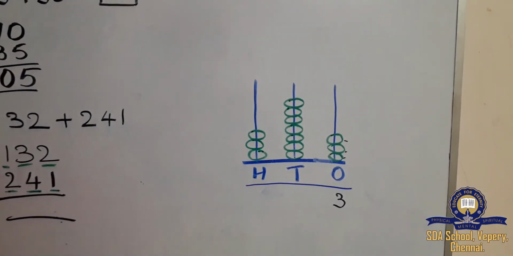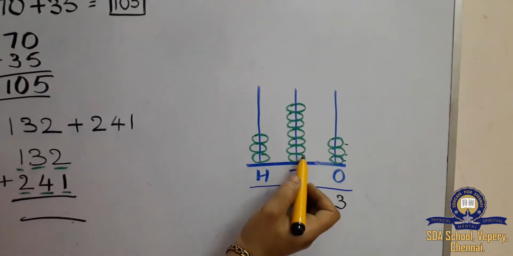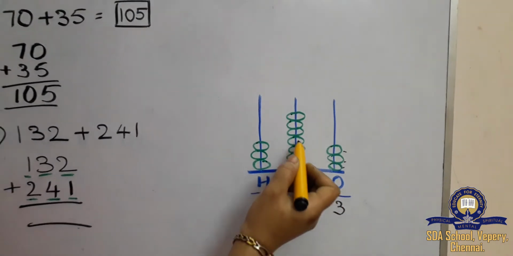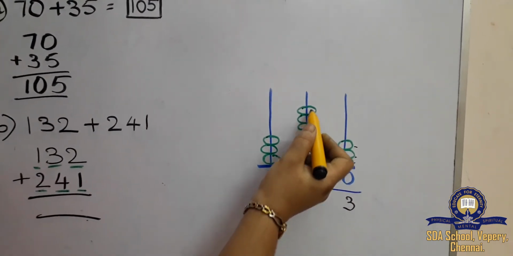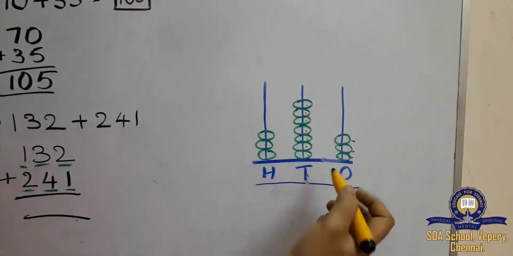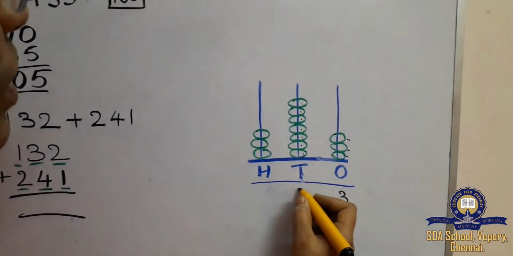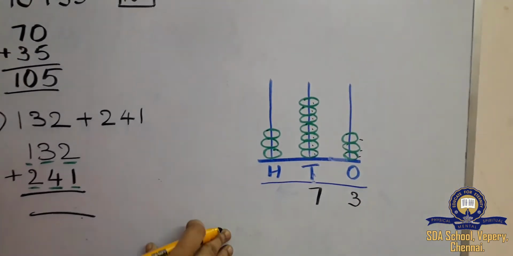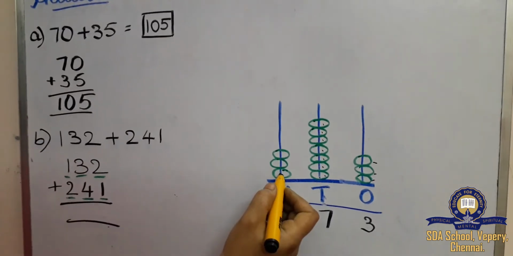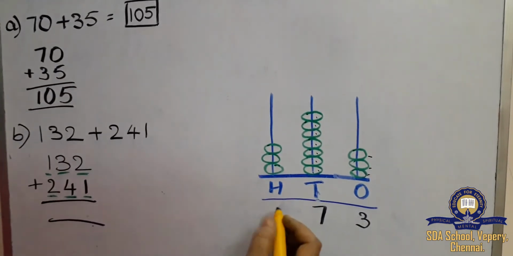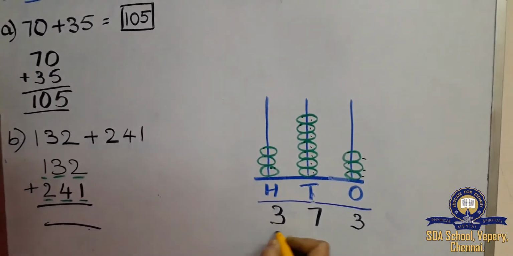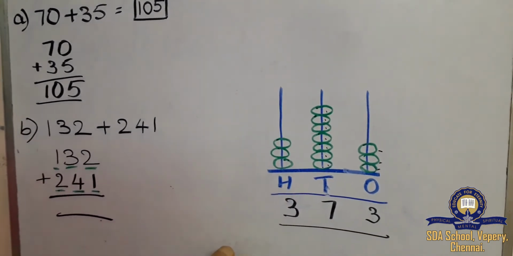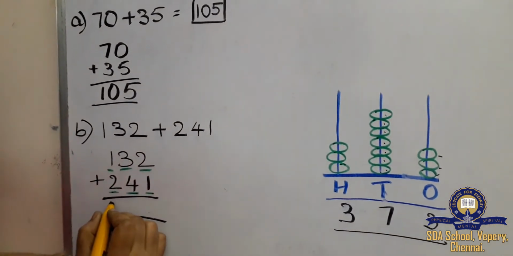Write down 3. Now how many are there in the tens place? 1, 2, 3, 4, 5, 6, 7. How many are there? 7. So write down here 7. Okay, in hundreds, 1, 2, 3. How many are there? 3. So the answer is 373.